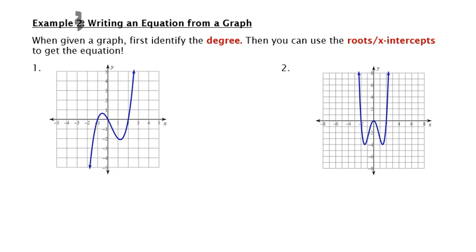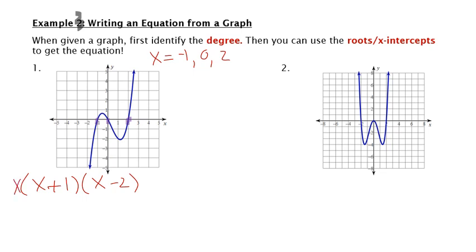In example 3, we're writing equations from the graph. So we can first identify the degree and then use it to get the equation. Algebraically, it's very, very similar to what we've been doing. We're just reading it off a graph. So if I take my intercepts for number 1, I see I have x-intercepts at -1, 0, and 2. So I'm going to take the opposite signs. And then x minus 0 is just x, so I can even tack that x out front.